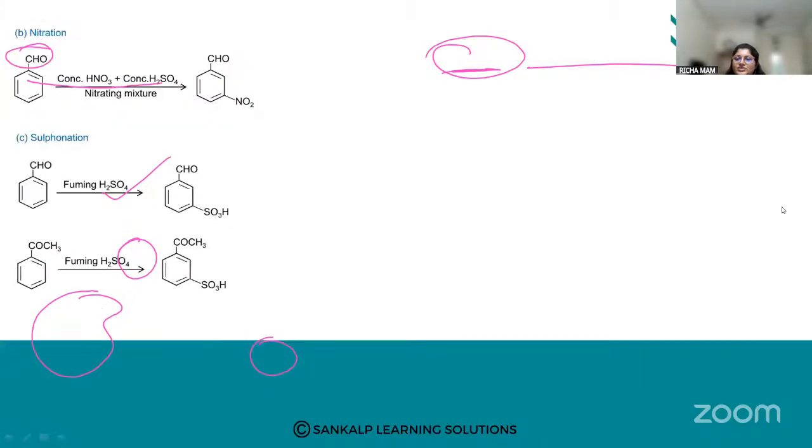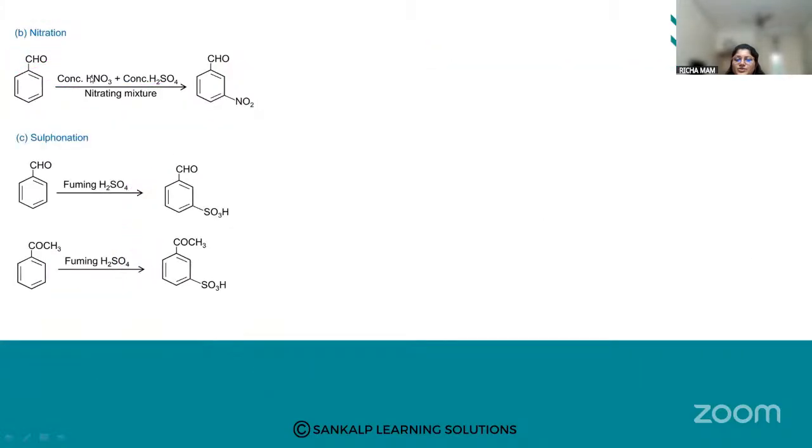Then next is nitration. For nitration, we are using concentrated HNO3 and concentrated H2SO4 as a nitrating mixture. So what is the nitrating electrophile? That is a new electrophile. It is the nitronium ion. The incoming electrophile, the nitronium ion, will attack the meta position.